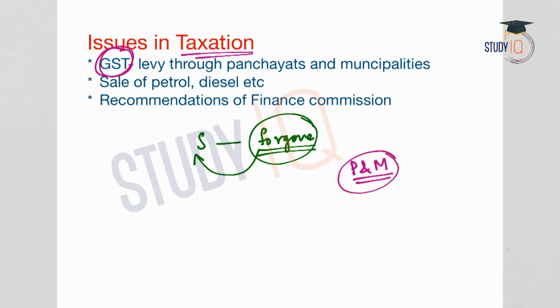This is a situation where a certain transaction would be taxed under the GST, and under the local law, that is the law of the panchayat and the municipalities, would also tax the same transaction. So this is one confusion.